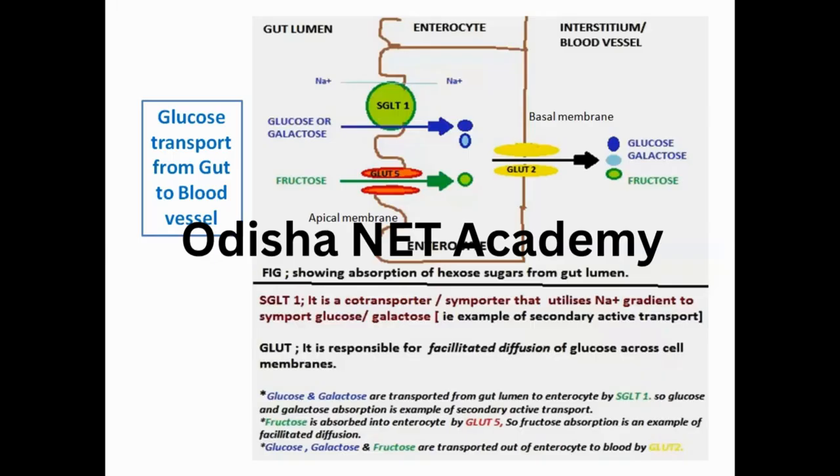So with the help of SGLT1 and GLUT5, gut glucose enters the enterocyte or epithelial cell. Then with the help of GLUT2, the glucose or fructose goes out and is assimilated into the plasma, into the blood. Clear, everybody?